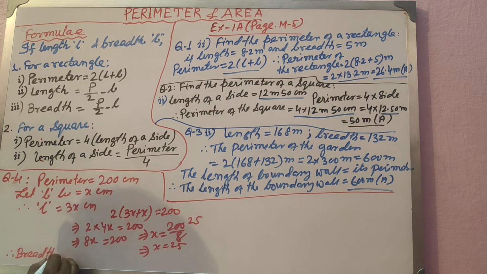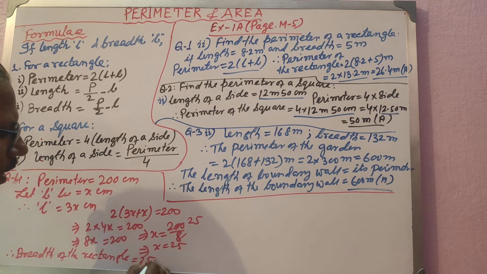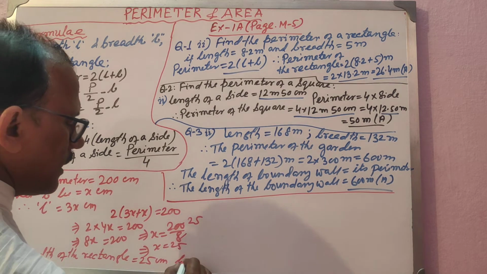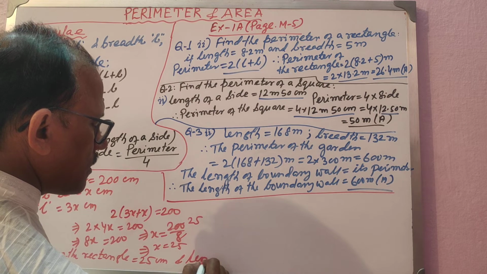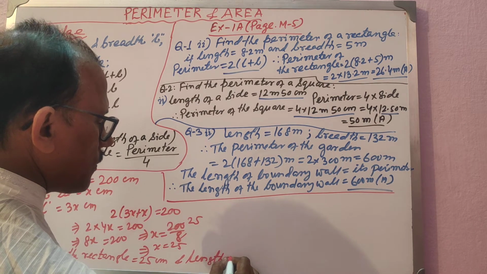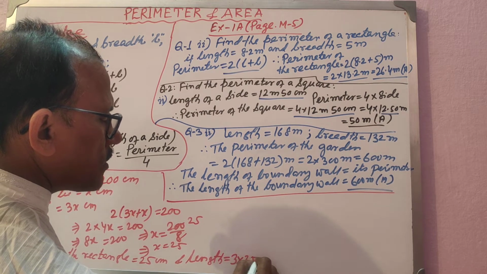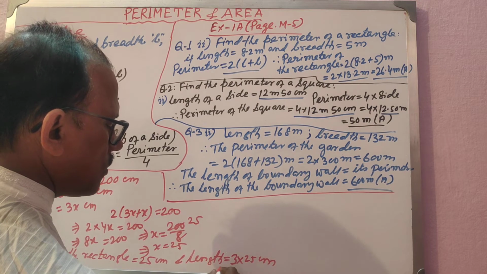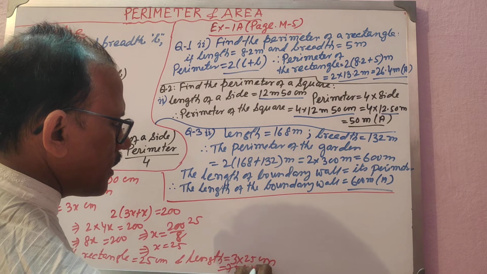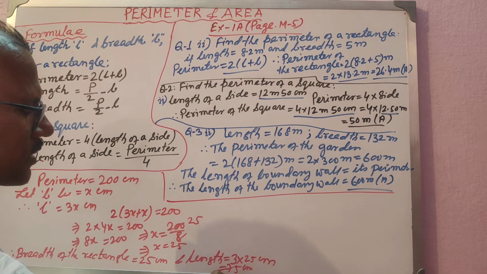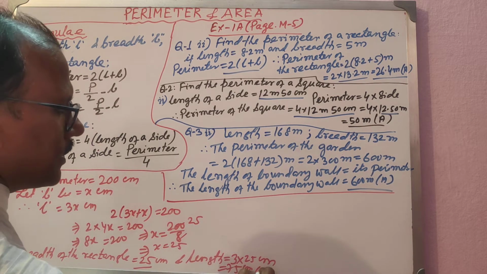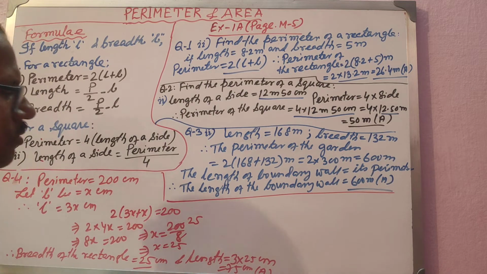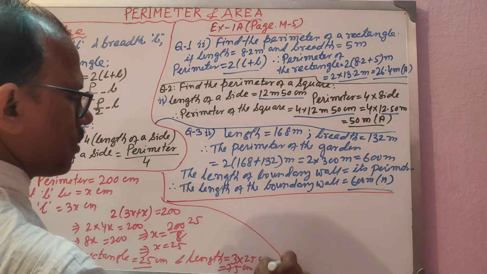Breadth of the rectangle is equal to 25 centimeter, and length should be how much? 3 into 25 centimeter, which is equal to 75 centimeter. So, length will be 75 centimeter and breadth will be 25 centimeter. This will be the answer, isn't it? So, you got it. Now, actually, this way you have to solve the sums.